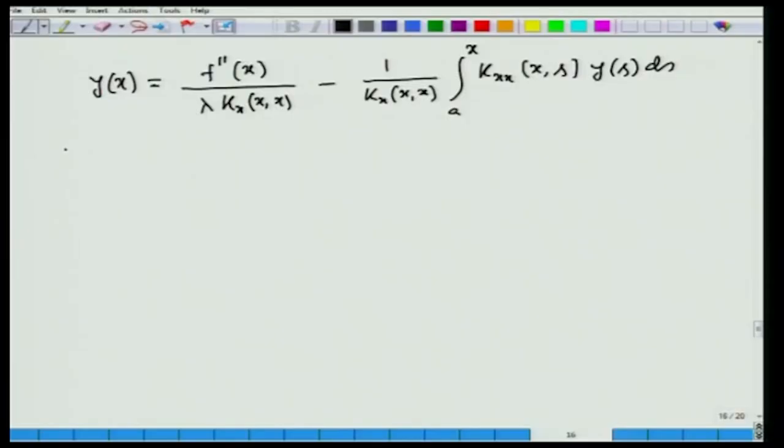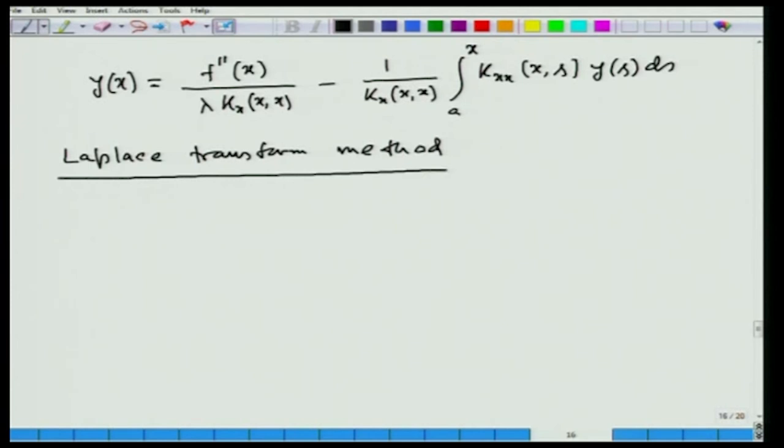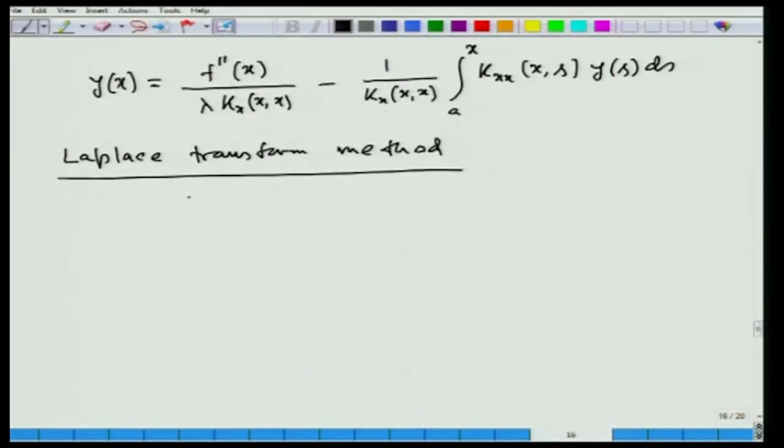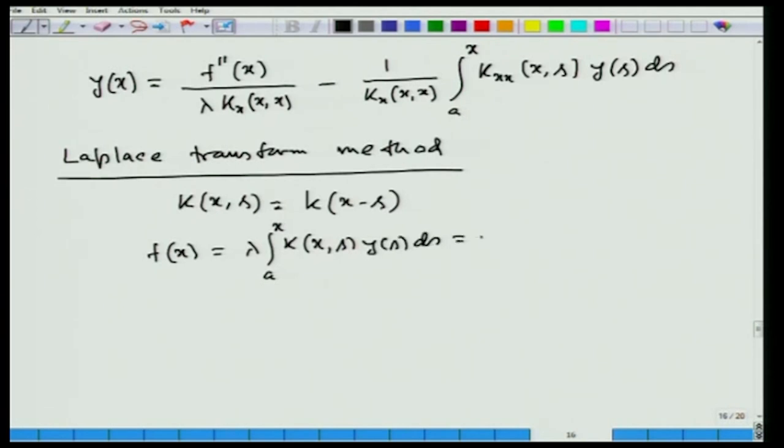Now, before coming to the end, we can discuss one more method to solve this kind of equation quickly, that is called the Laplace transform method. Once the kernel is a function of x minus s, instead of differentiating n number of times to obtain the integral equation of the second kind and then solving it, we can readily apply this technique, the Laplace transform method. So, whenever k(x, s) is a function of x minus s, the given equation is f(x) equal to lambda times the integral a to x k(x, s) y(s) ds, which is equal to lambda times the integral a to x k(x minus s) y(s) ds.